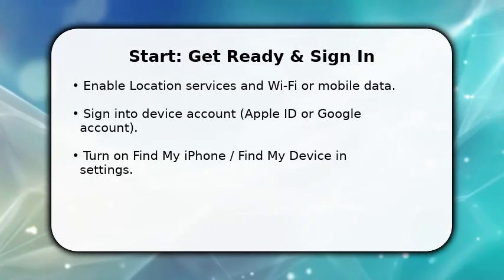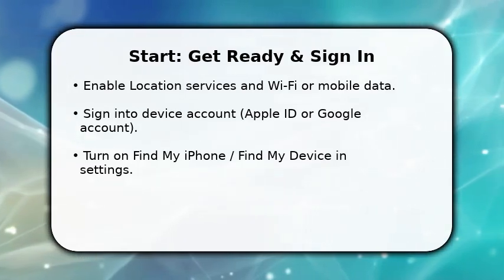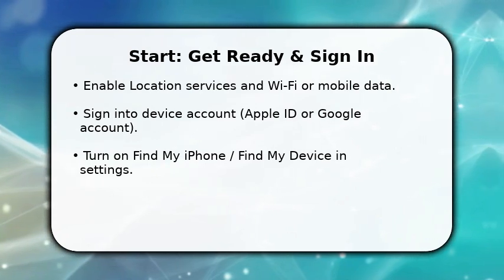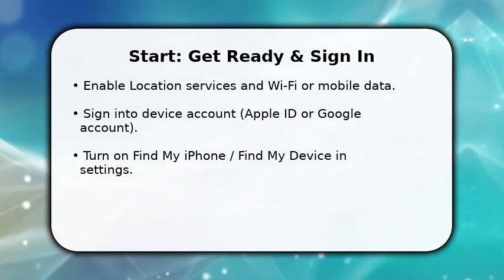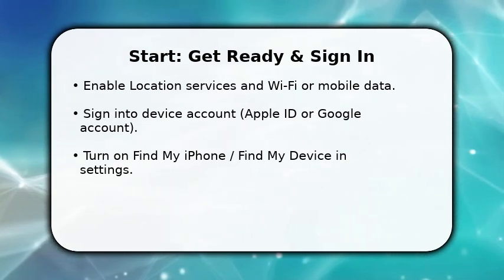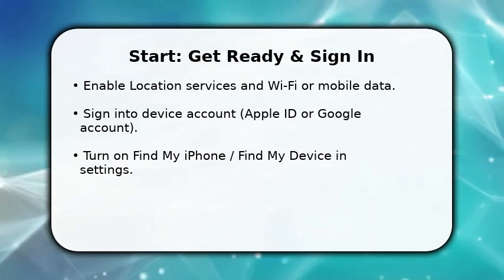You already have the essentials: location, internet, and your account. First, open settings and confirm location and Wi-Fi or mobile data are active. Next, sign into your Apple ID or Google account if you haven't. This links the phone to the tracking service.